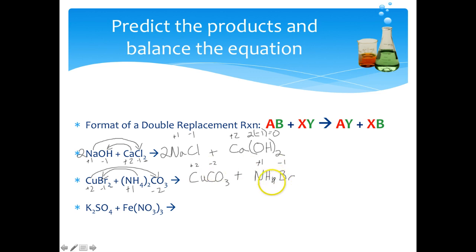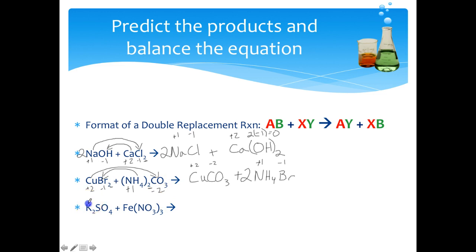Final step, balance it. 1 copper, 1 copper. 1 carbonate, 1 carbonate. 2 bromines, only 1 bromine. Must put 2 in front. That gives me 2 ammoniums. But oh look, I have a 2 right here. 2 ammoniums. That's done. All right, if you haven't done the third one, pause the video. If not, we're going to start it right now.